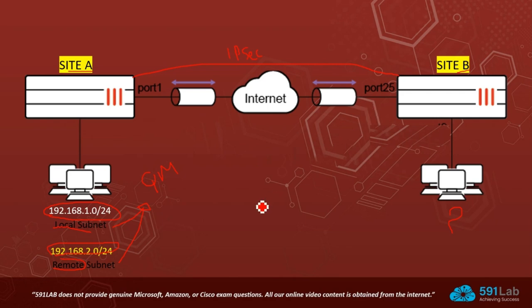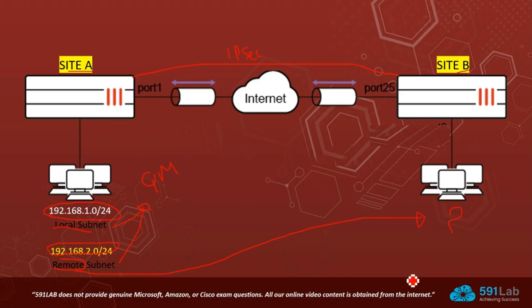There are key points about local quick mode selectors, that is, local subnet and remote subnet. Local subnet defines which local network or subnet will be allowed through the IPsec tunnel. And the remote subnet defines which remote network or subnet will be accessible through the IPsec tunnel.